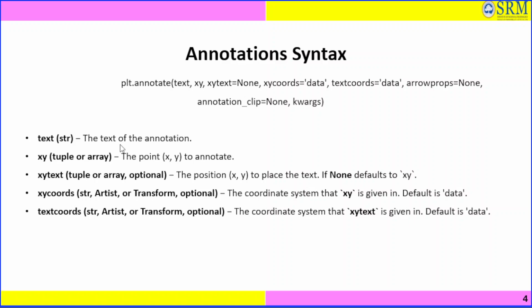Here, text is the text of the annotation. xy is the point to annotate, in which point you want to annotate. xytext is the position to place the text. If none, it defaults to xy. xycoords is the coordinate system that xy is given in. Default is data. textcoords is the coordinate system that xytext is given in. The default value is data.